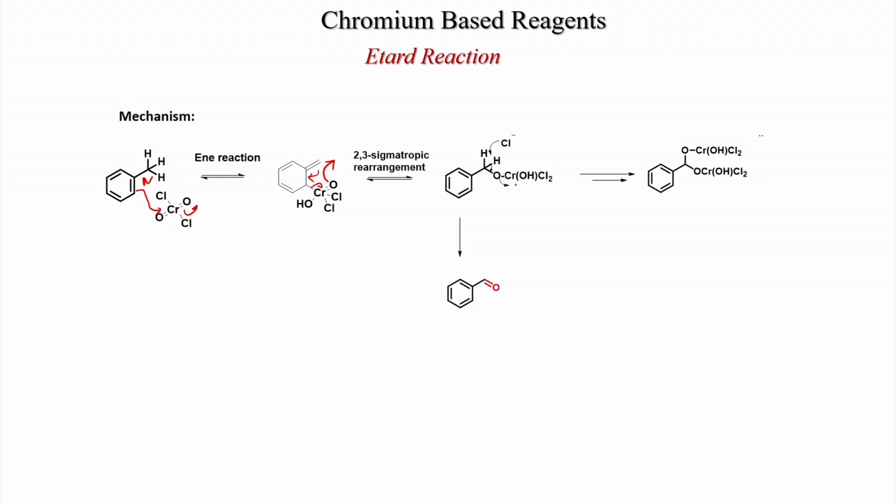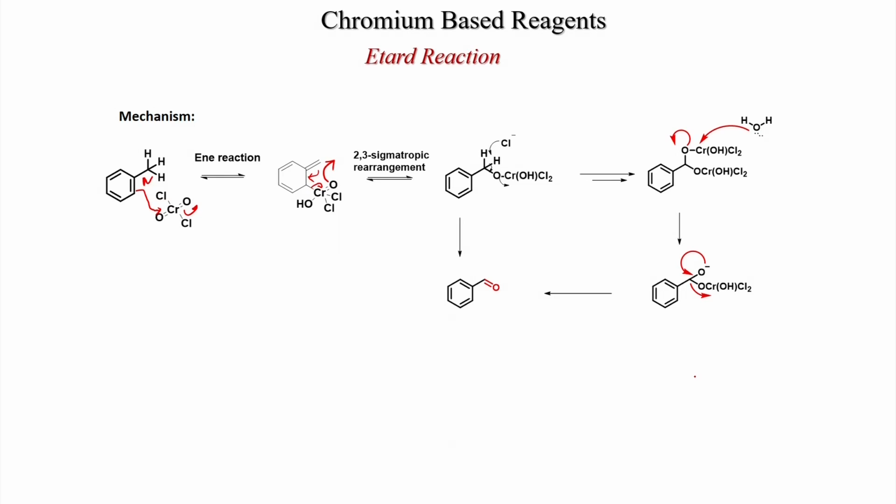Alternatively, there is again the possibility of a further ene reaction and sigmatropic rearrangement which can generate this acetal derivative, which can react further with water. Suppose water reacts with chromium here, and then this alkoxy compound is formed, which after elimination can give the benzaldehyde.